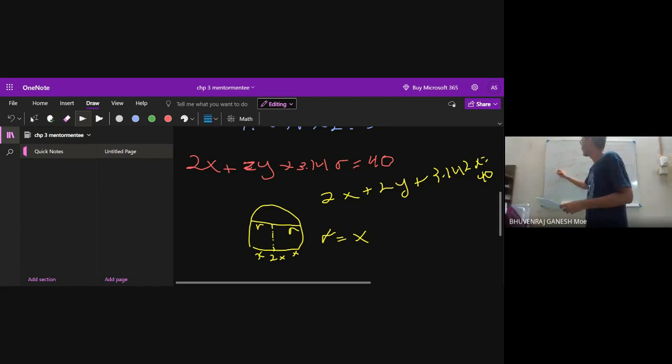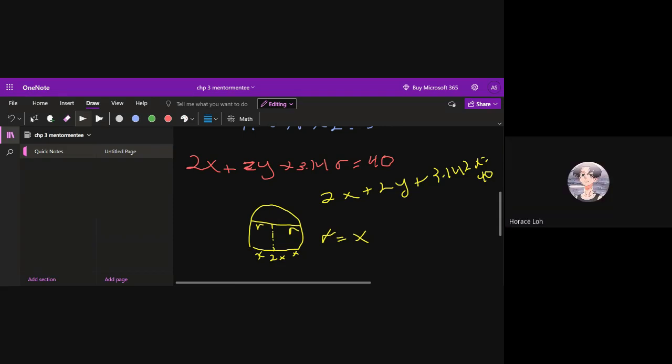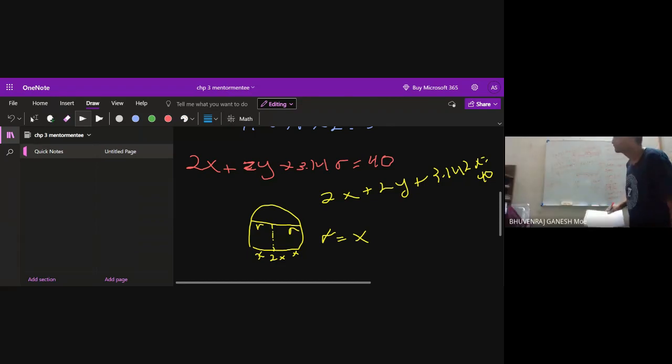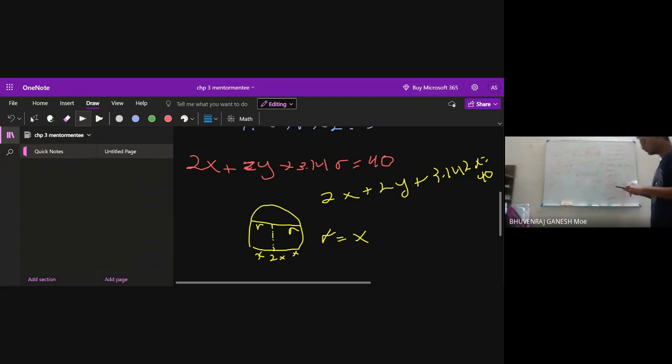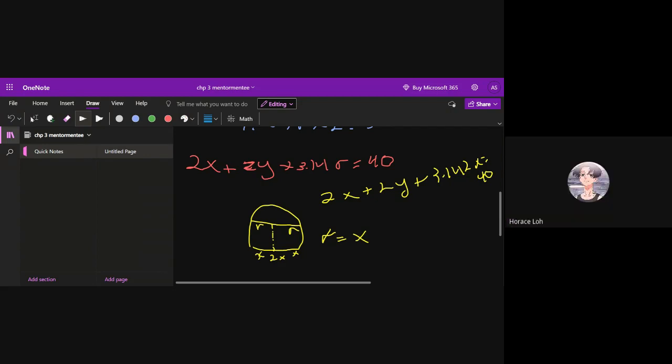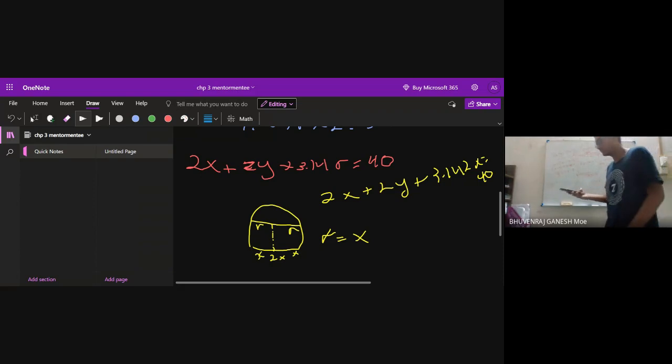So what's the area of a rectangle? Base times height. Yeah, length times width. Okay. So then for the semicircle, what's the area of a semicircle?